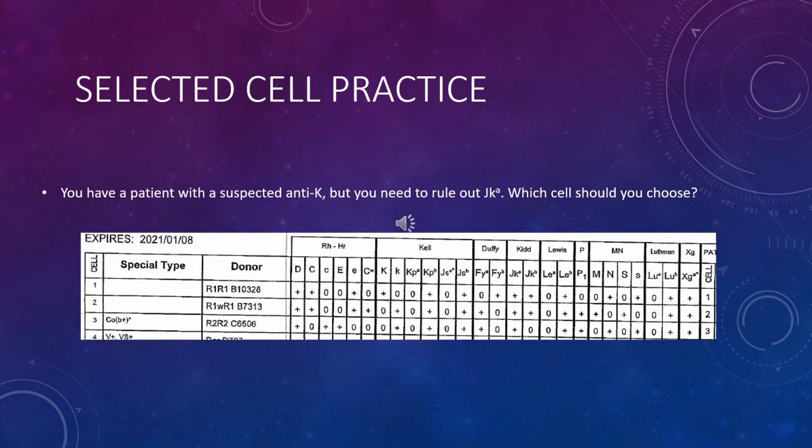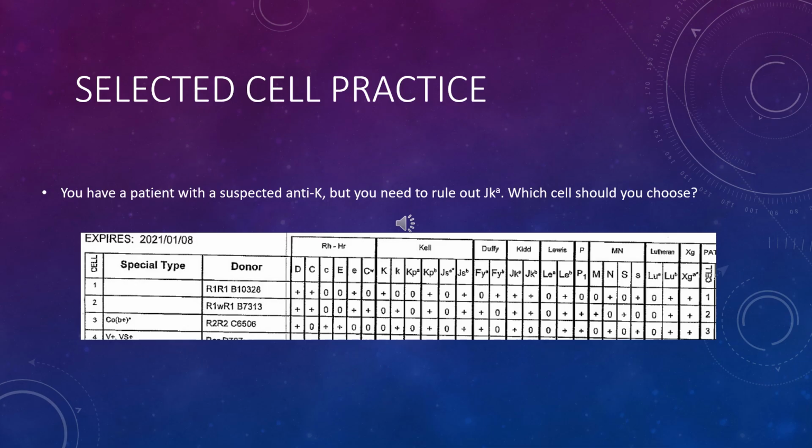Would we want to use cell 1? I forgot to mention that it looks like this patient has an anti-K, right? Yeah, suspected anti-K. So if they have a suspected anti-K and we want to rule out JKA, we wouldn't want to use the first cell for 2 reasons. The first is that JKA is heterozygous, so of course we don't want to use that for rule outs, but also that cell is expressing the big K antigen. And so our suspected antibody would probably react there, and then we wouldn't have a negative cell to use.